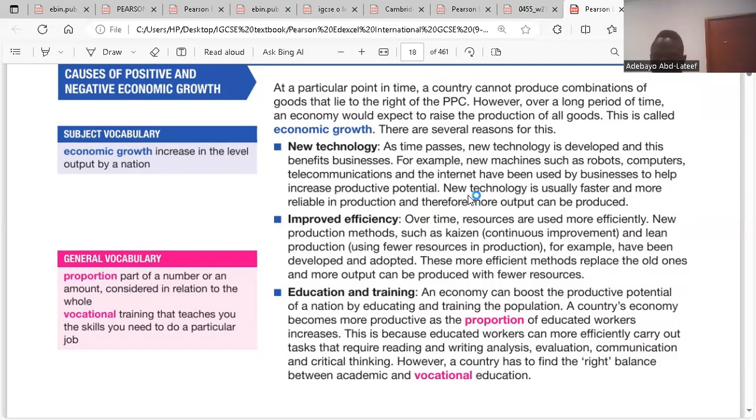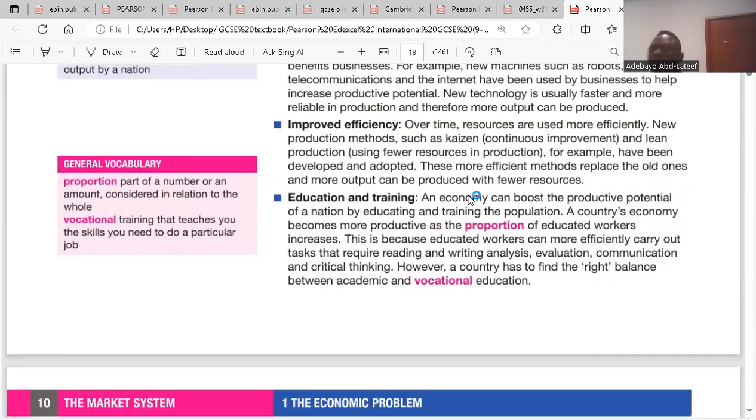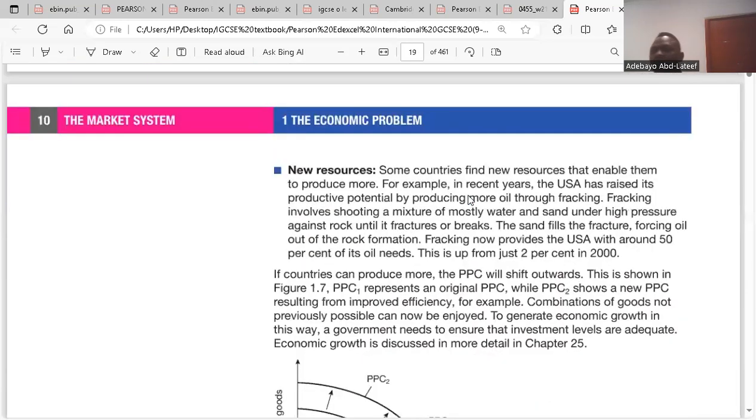Is it clear? The third point is education and training. Education and training will improve your skills and knowledge. And if your skills and knowledge increase, productivity will increase. Economic growth will increase. Is it clear? And the last point here is about new resources. When new resources are discovered, that means the country can produce more goods or services. Yes or no? So that will also increase economic growth.